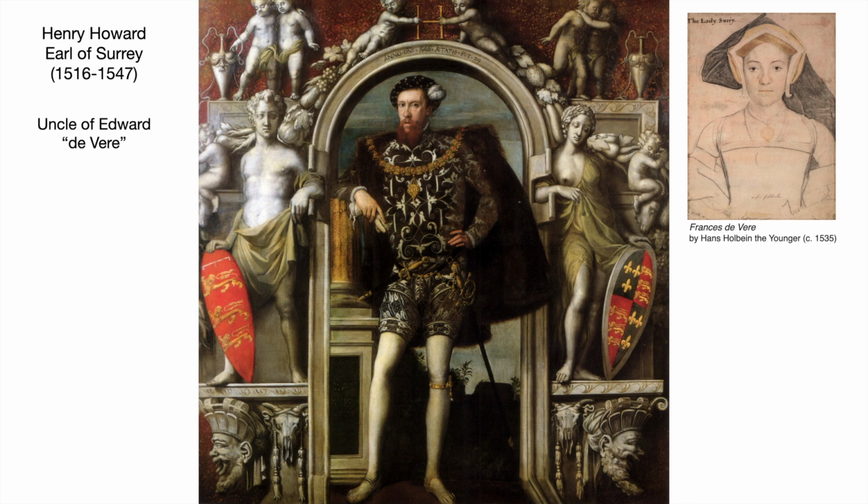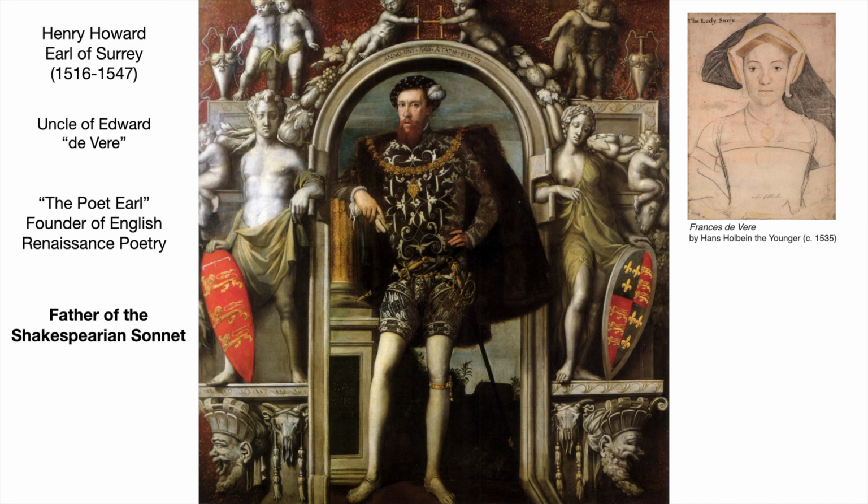He's pictured here between the arms of Edward II and Edward III. Now, he courted the arms of Edward the Confessor, which you saw earlier, which means added to his own coat of arms, which he did have a right to do, but made Henry VIII quite paranoid, and consequently he also lost his head. It's very relevant that he was known as the Poet Earl, as he's seen as one of the founders of English Renaissance poetry, but most crucially he's regarded as the father of the English or Shakespearean sonnet, the form Shakespeare would later adopt for his sonnets.